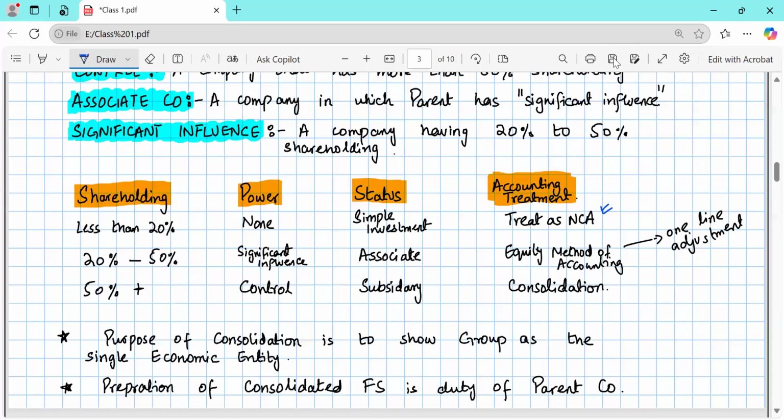Then if you have more than 50% shareholding in a company, it means that you have a control in that company. That company will be your subsidiary, and now you have to do the consolidation. So for consolidation, you need to have a control over the other company. And if you have a control, it means that you have to now prepare the consolidated financial statements. Clear? Yes.